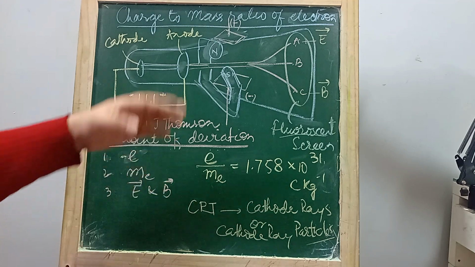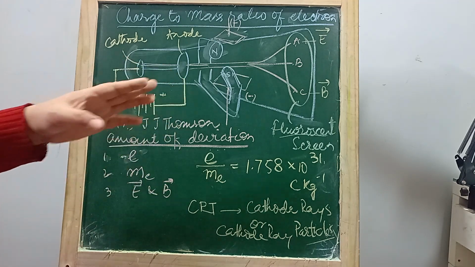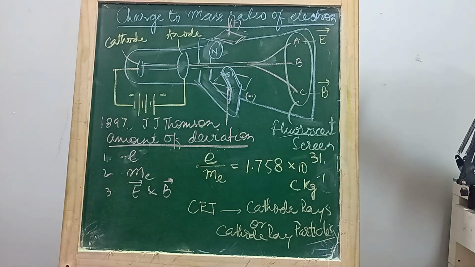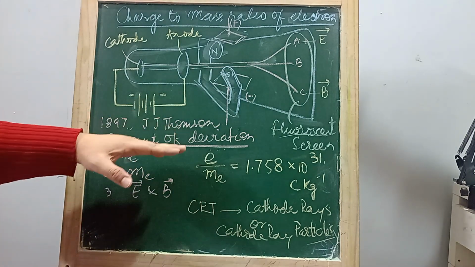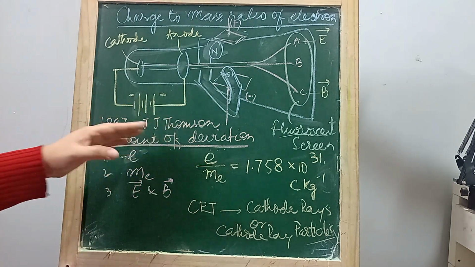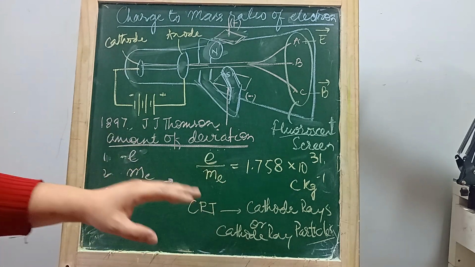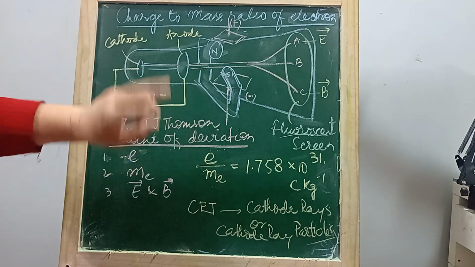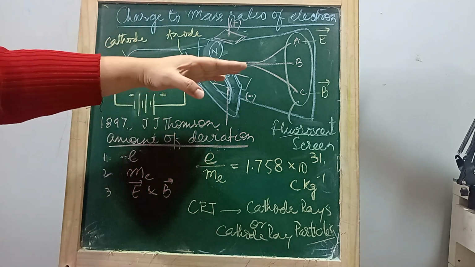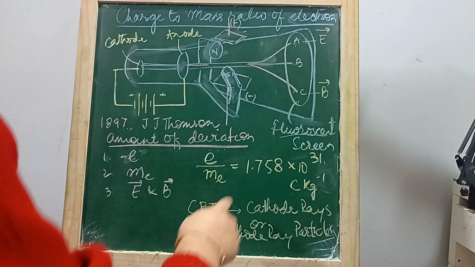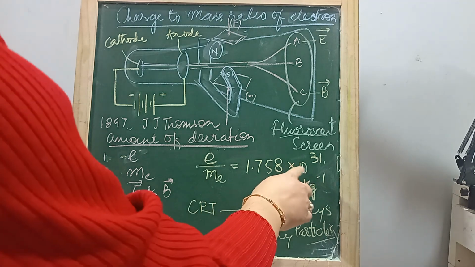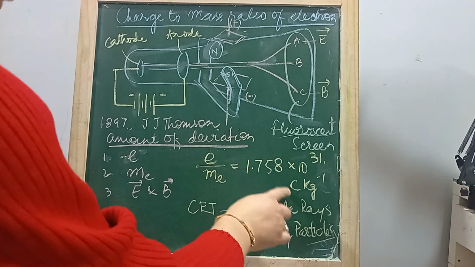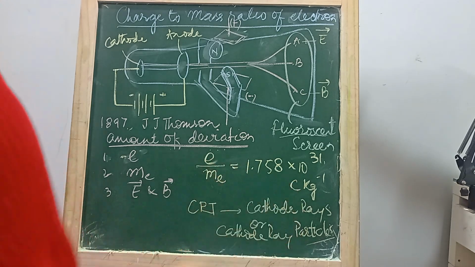So by carefully measuring the amount of deviation when the electric field or magnetic field is applied, J.J. Thomson, the British physicist, was able in 1897 to measure the ratio of the charge on the electron to its mass, and it turned out to be 1.758 x 10^11 coulombs per kg. Charge is measured in coulombs, and mass is measured in kg.